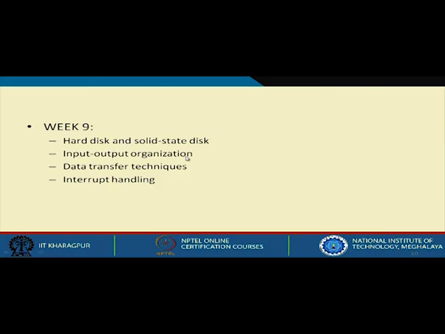Then we moved on to the various input output organizational issues. How devices can be connected to the processor, the concept of input output port, the concept of memory mapped IO interfacing, then the concept of IO mapped IO interfacing. We worked out a lot of examples to illustrate the basic ideas on these concepts. Then we started our discussion on the various data transfer techniques that are possible. Broadly, there are two methods, programmed and direct memory access.